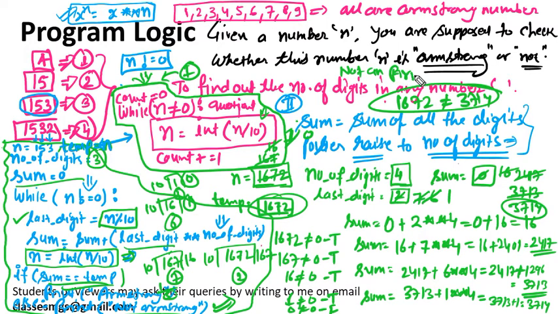Oh sorry, Armstrong number. Okay. So this way you will say not an Armstrong number. So this is the logic I have explained.